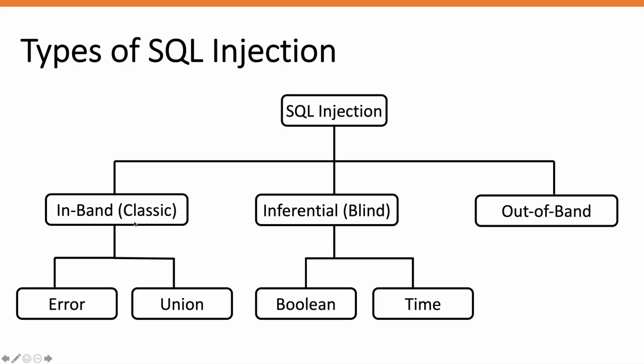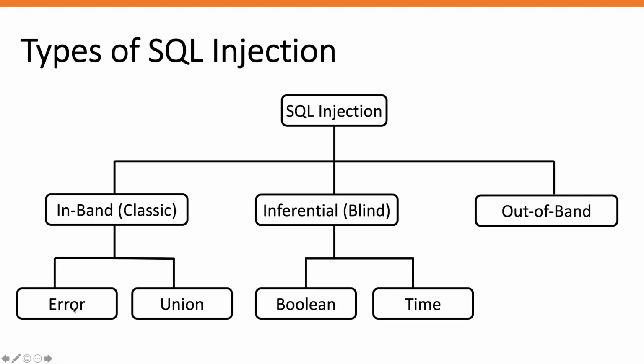Now, in-band, also known as classic SQL injection vulnerabilities, are ones where the attacker uses the same communication channel to both launch the attack and gather the results of the attack. If that doesn't make much sense to you, that's okay, don't worry. I actually have a couple of slides explaining each type in detail. Right now, I'm simply giving you a high-level overview of what each type is. Now, in-band, or classic SQL injection, is divided into two types: error-based SQL injection and union-based SQL injection.